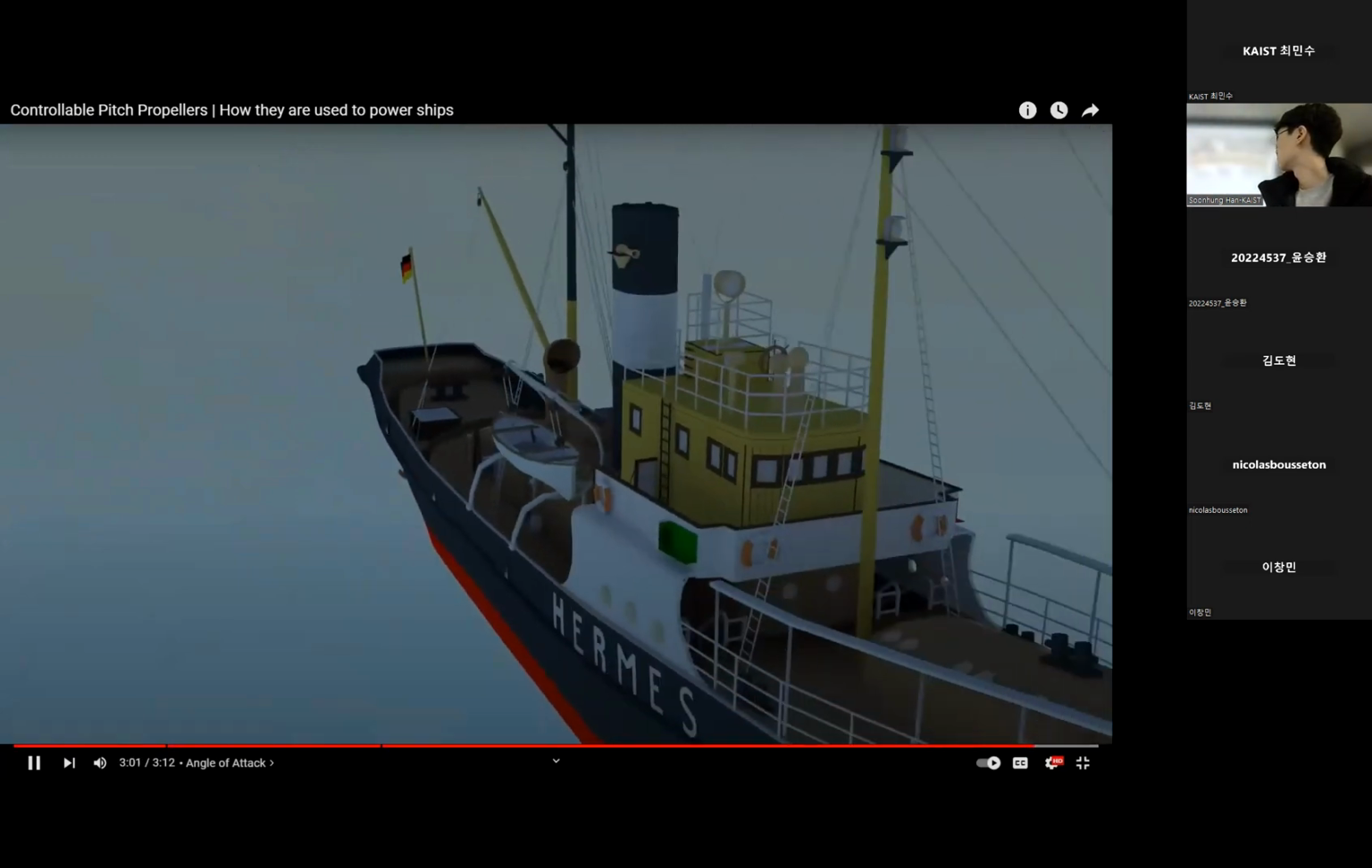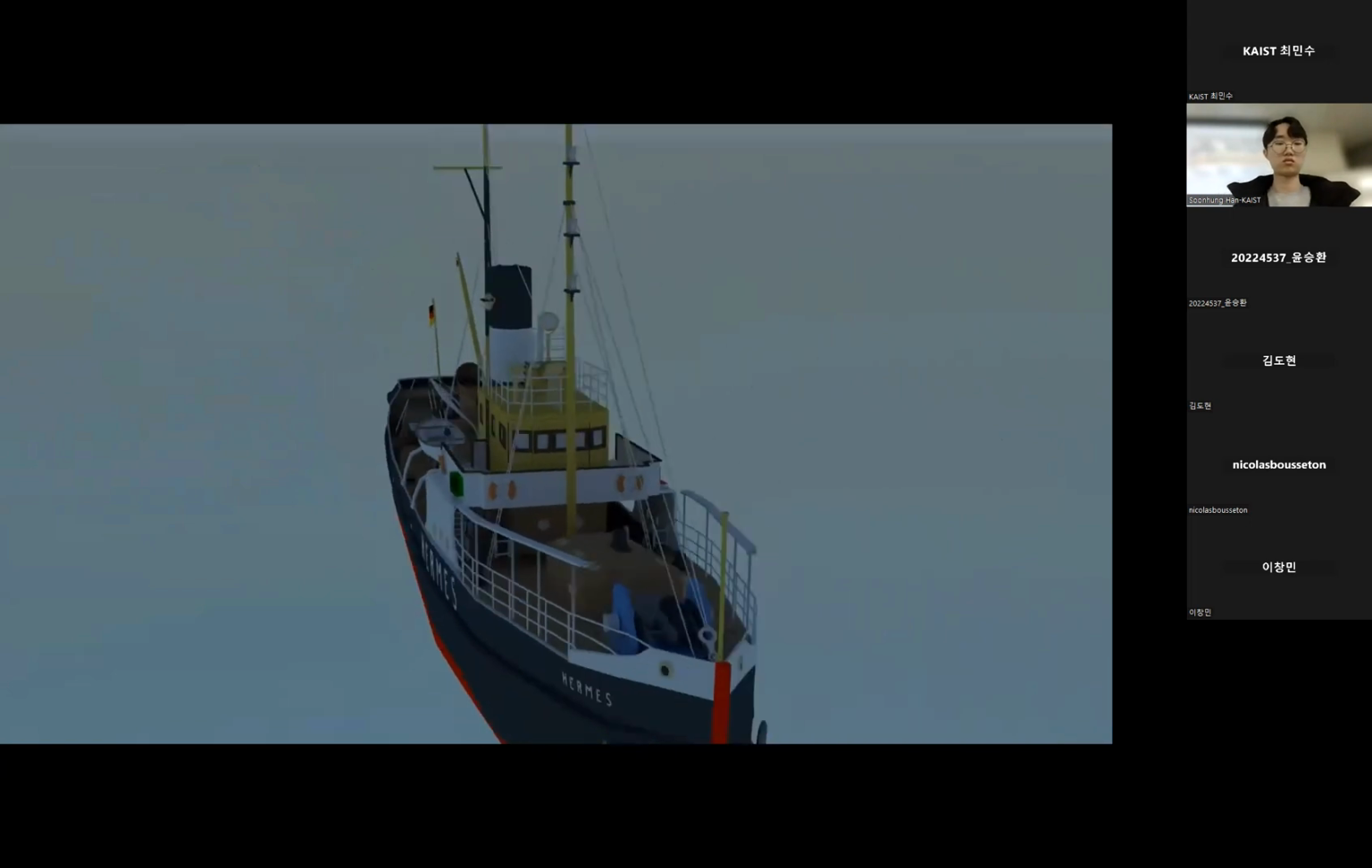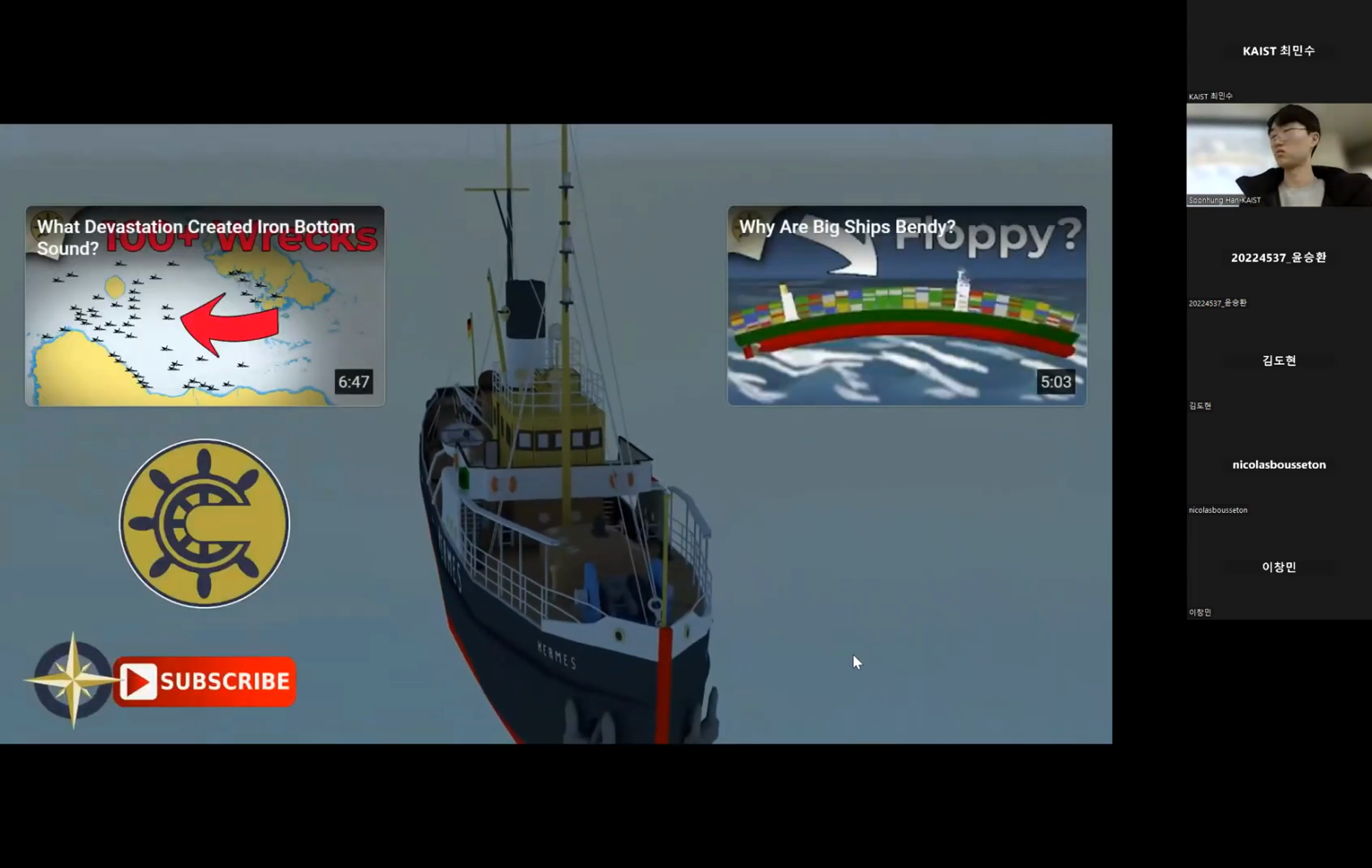Hopefully in this video you've seen how a controllable pitch propeller works and what it means if you have one on your boat.